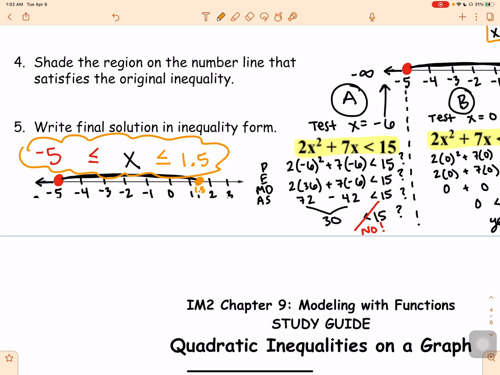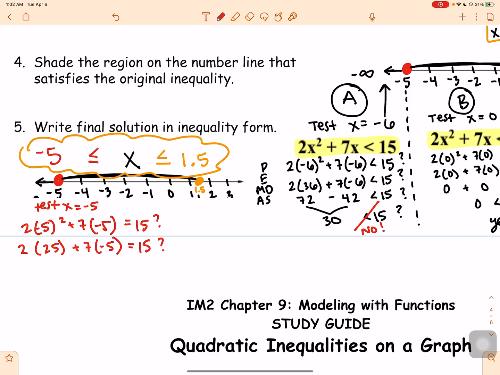And if you guys wanted proof for this, what you could do is test x equals -5. So this would be 2 times -5 squared plus 7 times -5 less than 15. Basically, we want to see, is it equal to 15? So here we'd get 2 times 25 plus 7 times -5, 50 minus 35. Is 50 minus 35 15? Yes, it is. So that's why it's less than or equal to there.